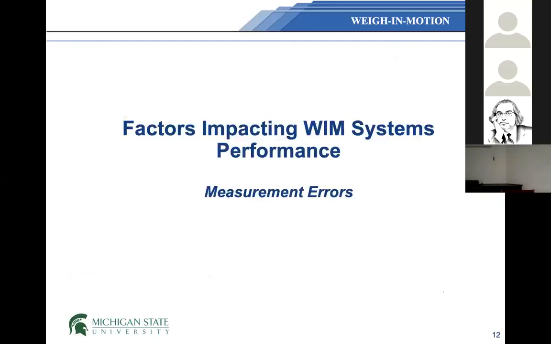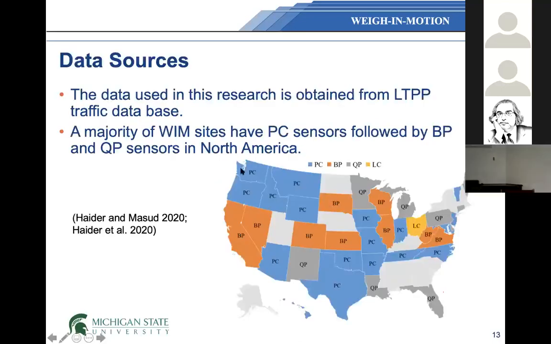Now, what factors can impact the WIM system performance? That will depend on the site and the climate. This is a map of the whole US, and we have looked at all 50 states in the mainland US. And this is the data on the different types of sensors being used in different states, coming from Long-Term Pavement Performance data. You can see most of the sensors are either bending plates or piezo cables. We have quad piezos, but most of the sensors in different states are bending plates and piezo cables.